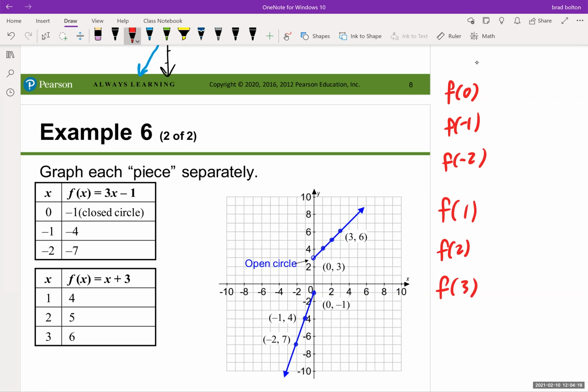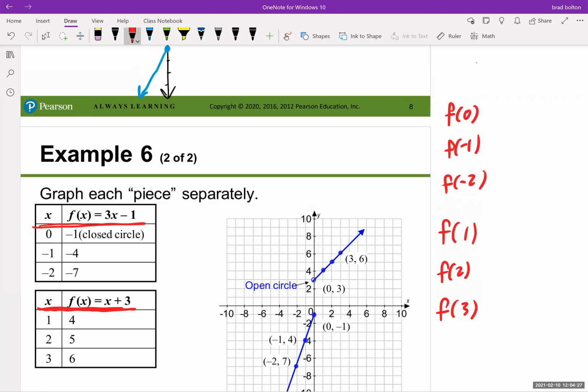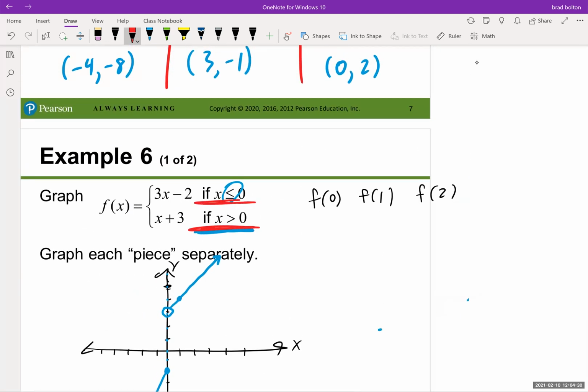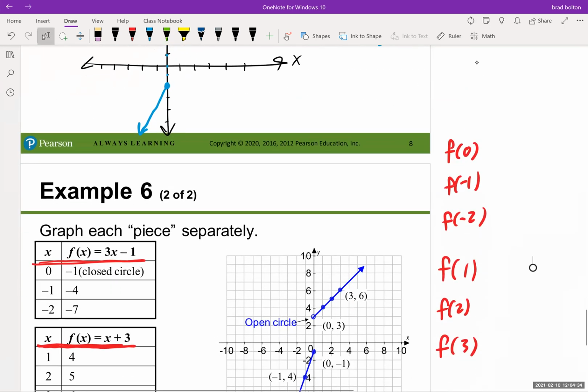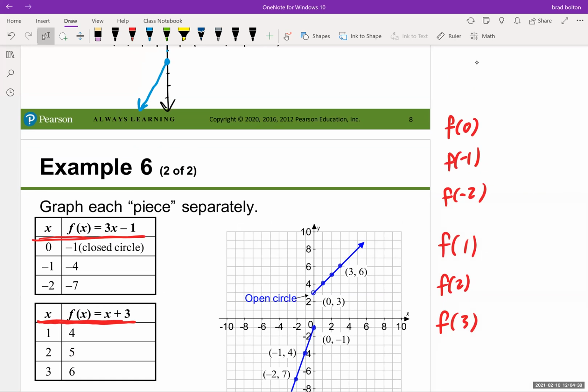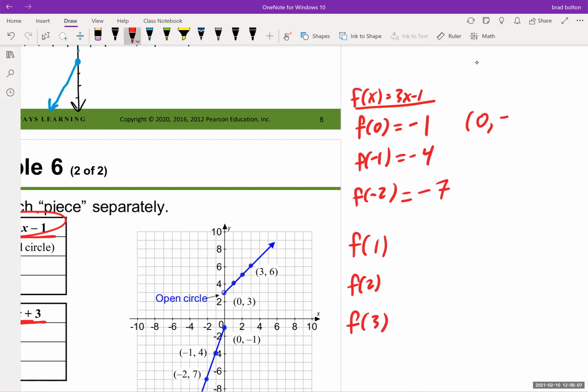And what they basically did is they said that when you're going above 0, we're going to use this guy, and when you're going below 0, we're going to use this guy, okay? That's what they're saying here. This is above 0, this is below 0, or equal to 0. When I do f of 0, I have to use this value because x is less than or equal to 0. So f of x equals 3x minus 1. When I plug 0 into there, I get 3 times 0 minus 1, which is negative 1. When I plug negative 1 into there, I get negative 3 minus 1, which is negative 4. When I plug negative 2 into there, I get negative 6 minus 1, which is negative 7. So I now have coordinates 0, negative 1; negative 1, negative 4; and negative 2, negative 7.